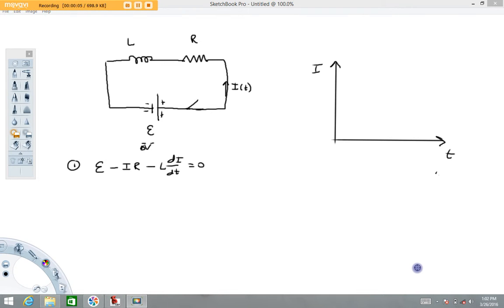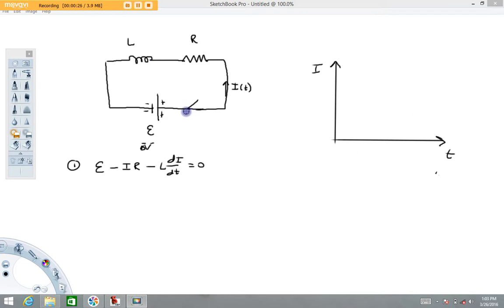The purpose of this video is to demonstrate how to solve a simple DC circuit problem when you have an inductor involved. So what we're looking at here is an EMF or a voltage source, a switch, a resistor, and an inductor. What we're going to do is write an equation, solve it, and sketch a graph of current against time from that equation.